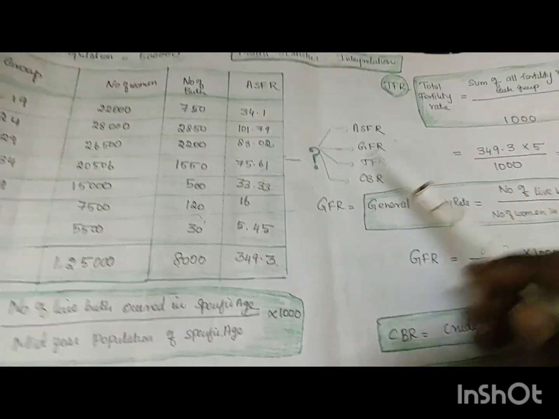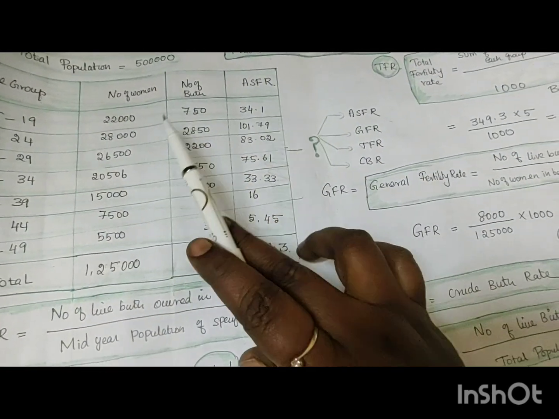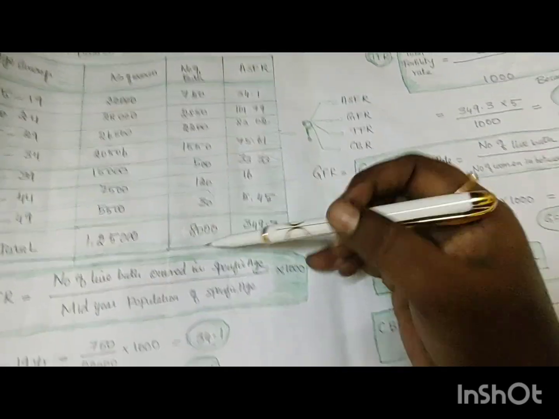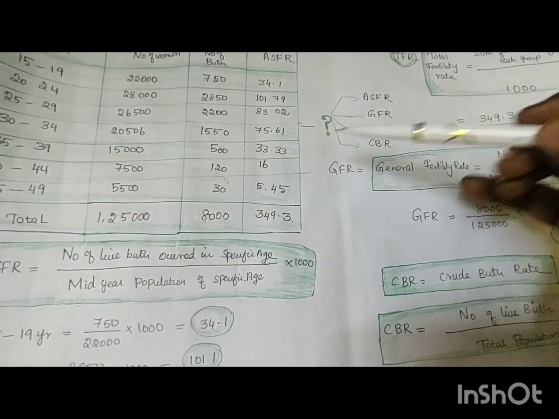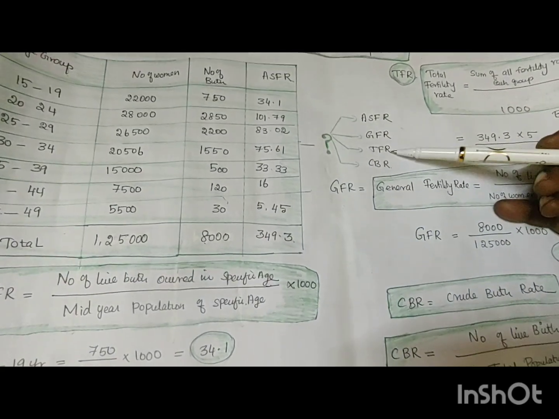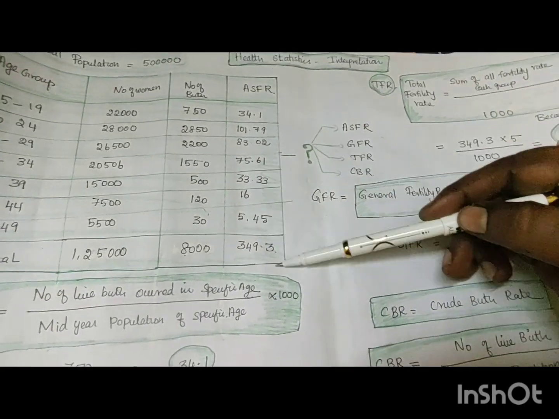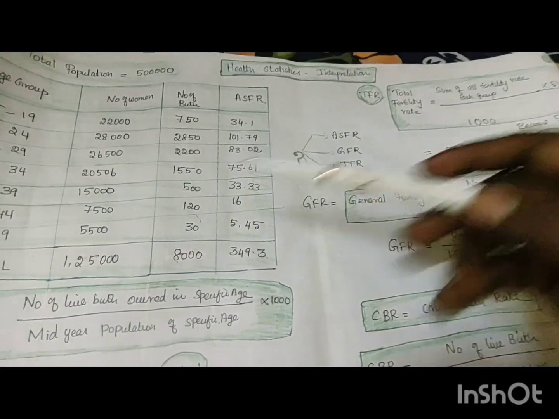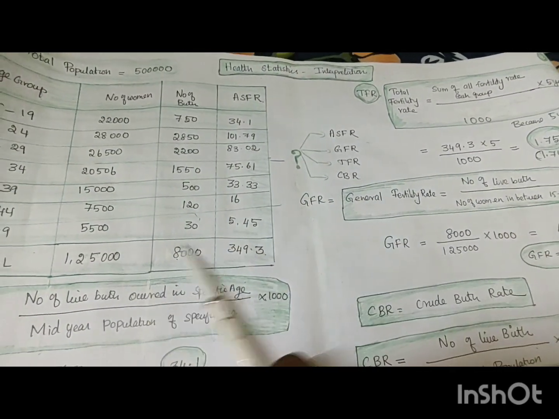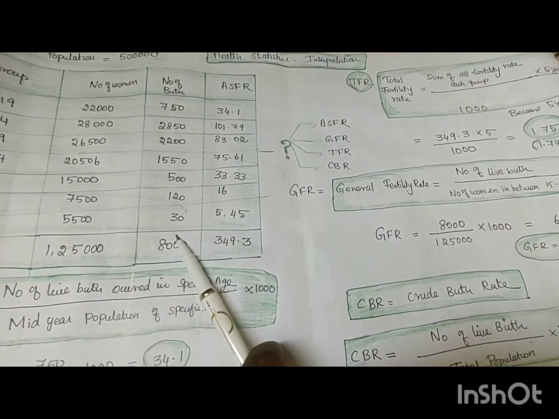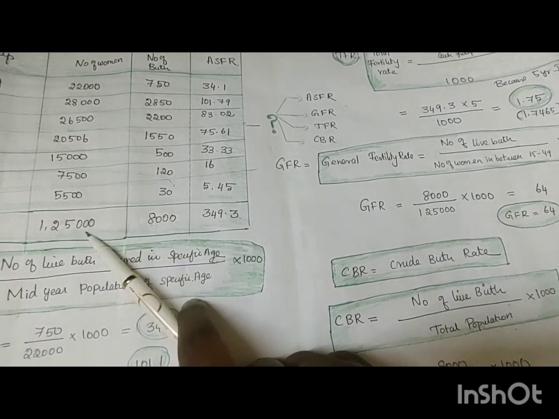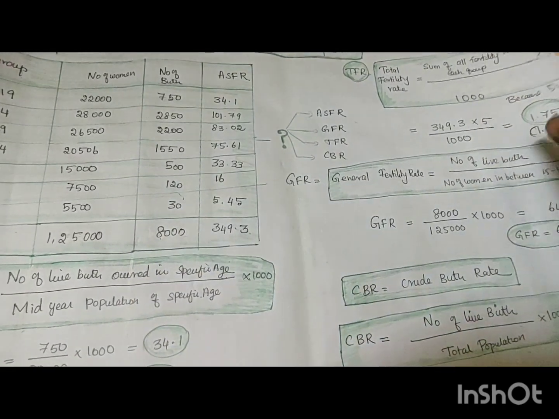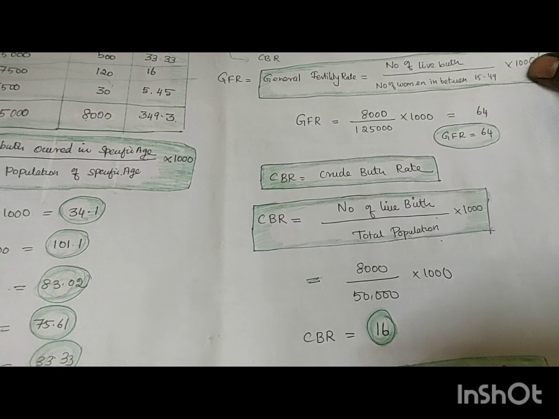For ASFR, first you have to collect age-specifically the live births by the mid-year population. This is the formula. Once you have collected this, then you can go for the TFR. TFR is calculated from the total of these rates into 1000. The general fertility rate uses these two data, and the crude birth rate also uses these two data.